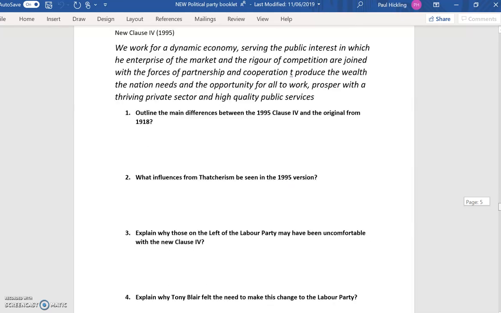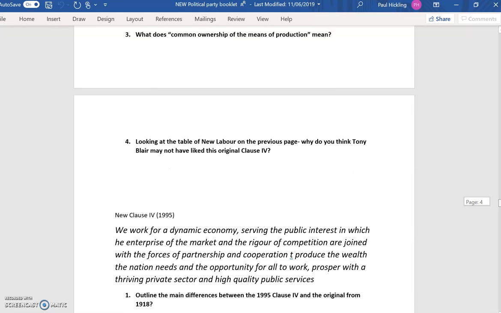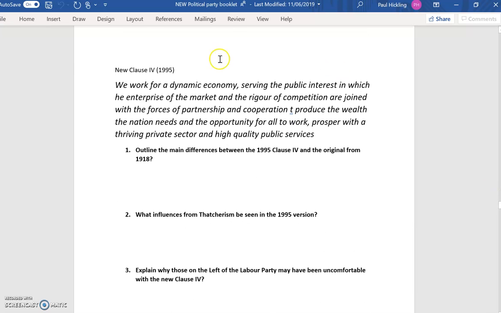And Tony Blair got rid of that in 1995, replaced with this one, which is much more about the free market, isn't it? Dynamic economy, market and rigour of competition, opportunity for all. It's a very different kind of beast to the one which was introduced in 1918.